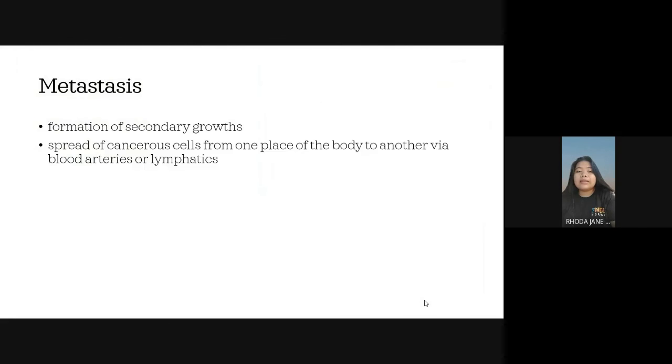Last category is the metastasis. The term metastasis refers to the formation of secondary growth. These develop in distant tissues and are not connected to the main tumor. Metastasis is the spread of cancerous cells from one place of the body to another via blood vessels or lymphatics. The word metastasize is a verb, and the adjective is metastatic. More than any other characteristic, metastasis is the second distinguishing hallmark of malignant tumors. Not all malignancies, however, have the same ability to spread.